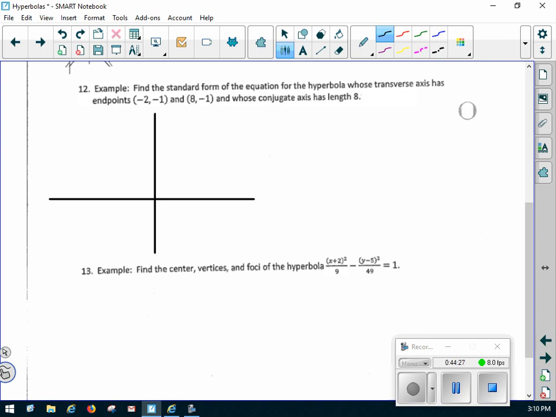Find the standard form of the equation for the hyperbola whose transverse axis, go back in your notes, is that the one that connects the vertices or the other one? That's the one that connects your vertices. Has endpoints -2, -1, and 8, -1. Plot them.